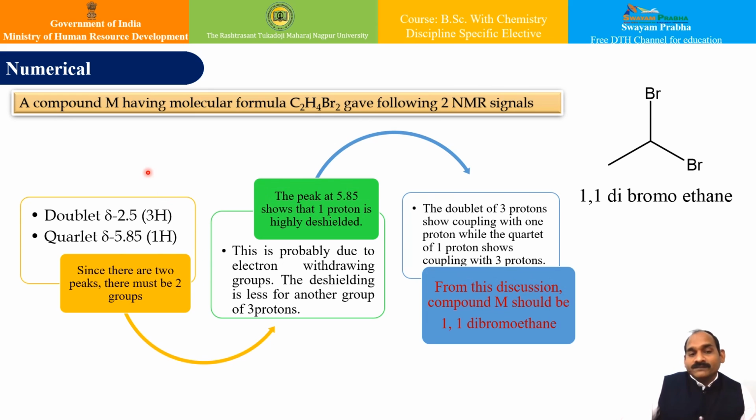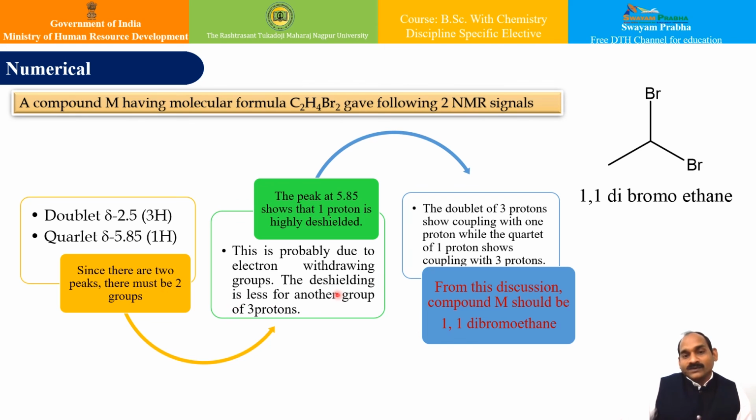Let us try to solve one numerical problem based on whatever we have learned now. Let us take a compound M with molecular formula C2H4Br2, which gives the following two NMR signals: a doublet with chemical shift of 2.5 for 3 hydrogens, and a quartet for 1 hydrogen at chemical shift of 5.85. Now since there are 2 peaks, there must be 2 groups, that is sure.